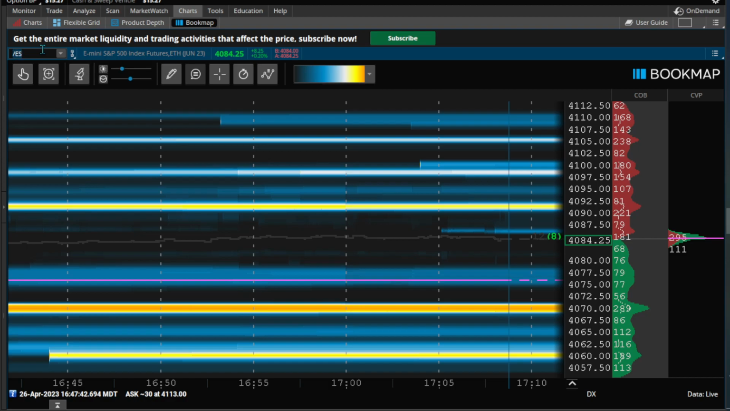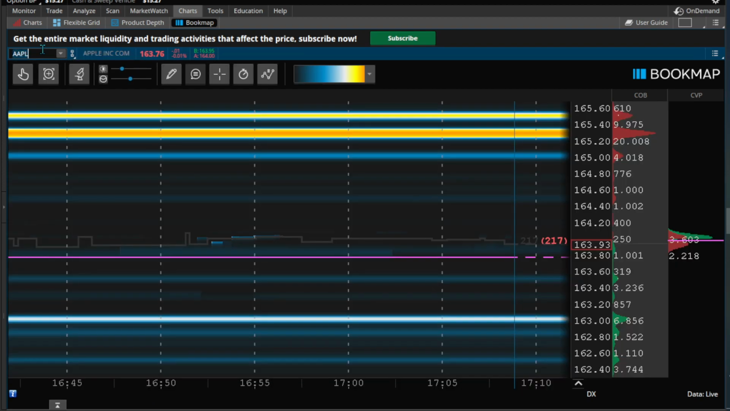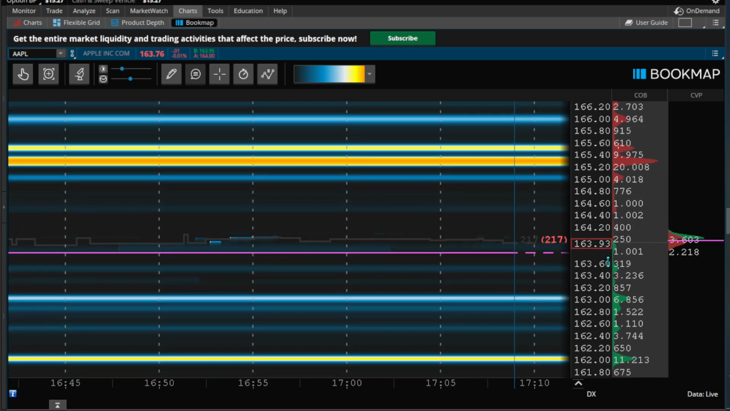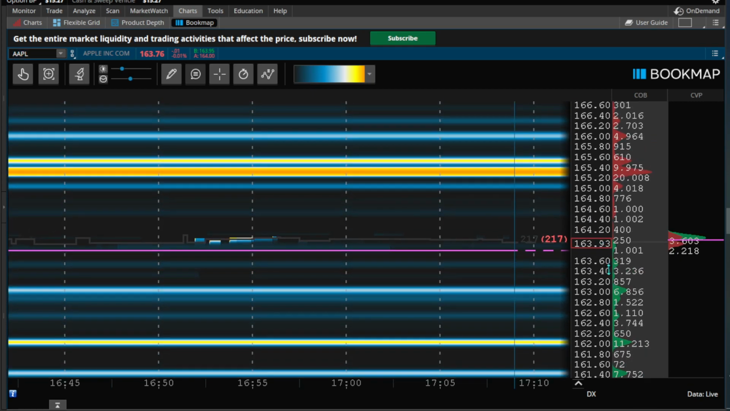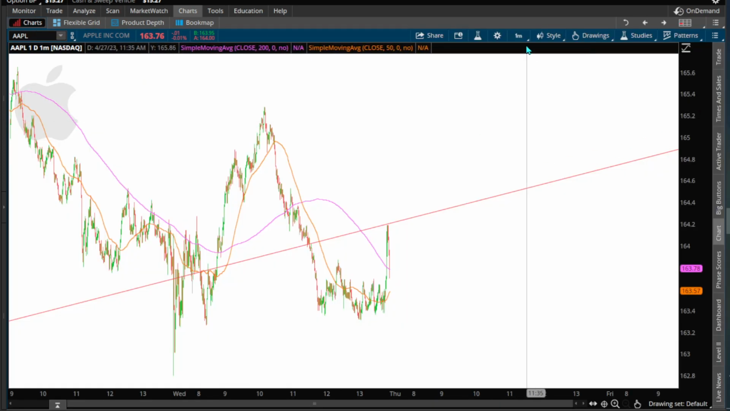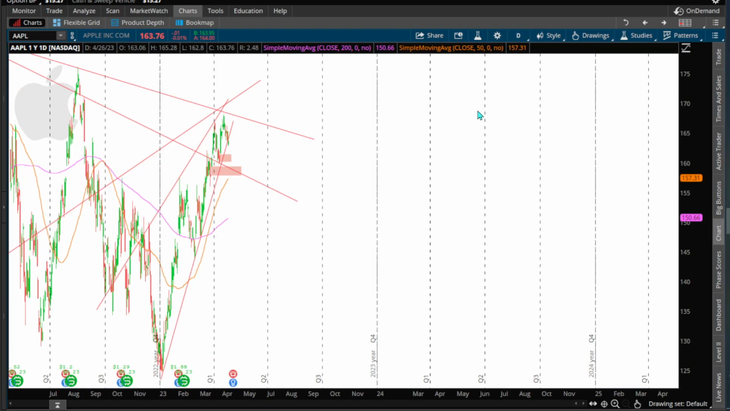Now, we can also see this for individual stocks as well. Right here, these are all shares. As we can see, right now we're in the after hours, so we're not seeing a whole lot of action. But I do want to show you how you can use this intraday. I'm going to show you a chart of Apple right now. Let's go over to the 1 year, 1 day.